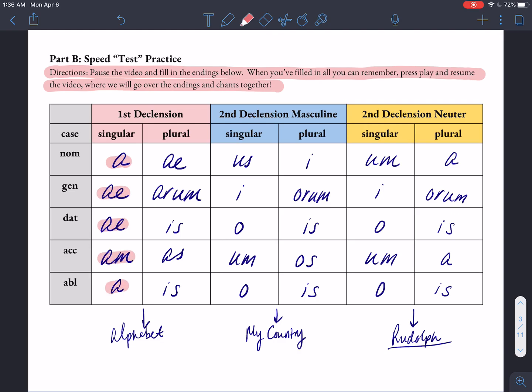A-A-E-A-E-A-M, A-A-E-A-R-U-M, I-S-A-S-I-S. Now the first declension's through.